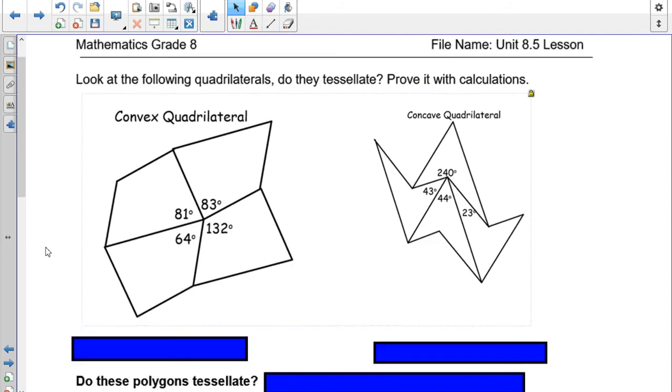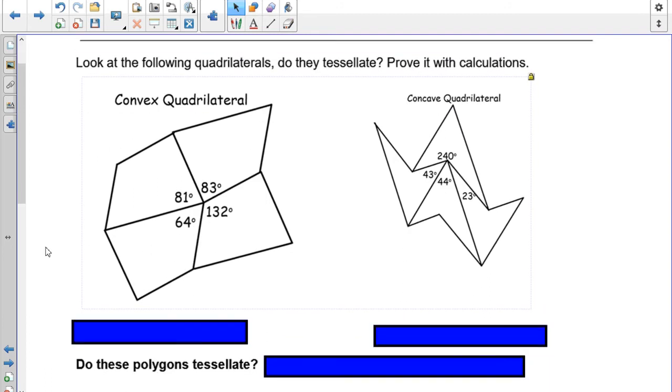Okay, so here's a quadrilateral. I've given you two types of quadrilaterals here, just to prove to you that even if you have a quadrilateral which is not a square or a rectangle, and you just drew it, then you can make sure that because it's got four sides, it will actually tessellate. So I did what's called a convex quadrilateral.